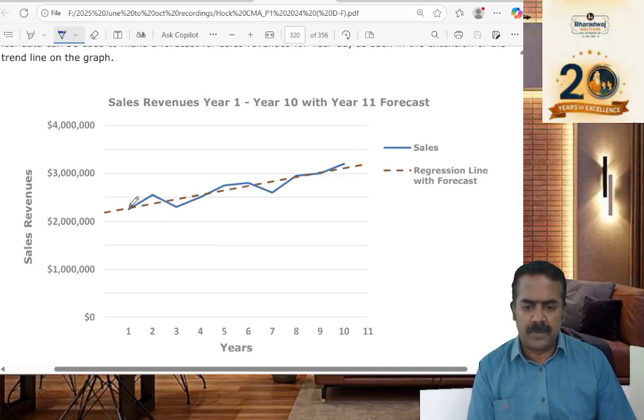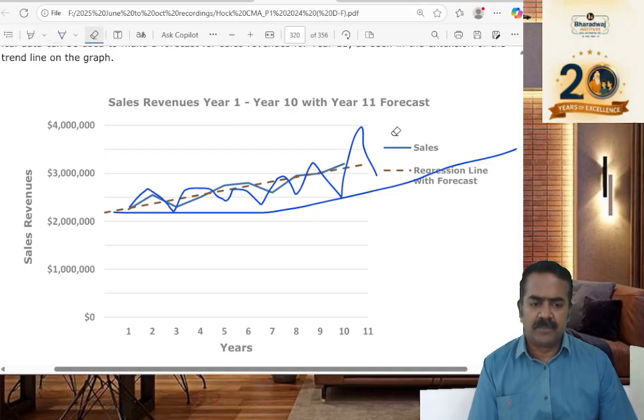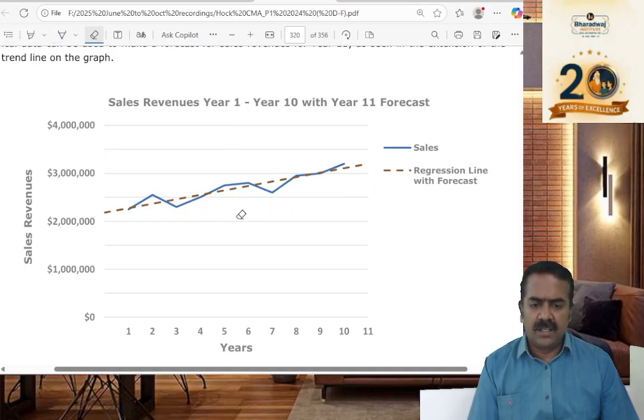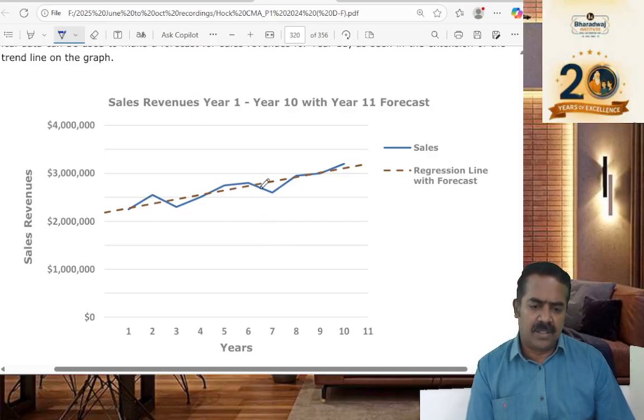The trend pattern is an increasing trend. There may be temporary ups and downs, but overall the sales is showing what? A growth in the market. Clear? So using this, can we predict for year 11? There is a small cyclical variation. The trend goes like this. So we can expect the sales of the 11th year somewhere here.